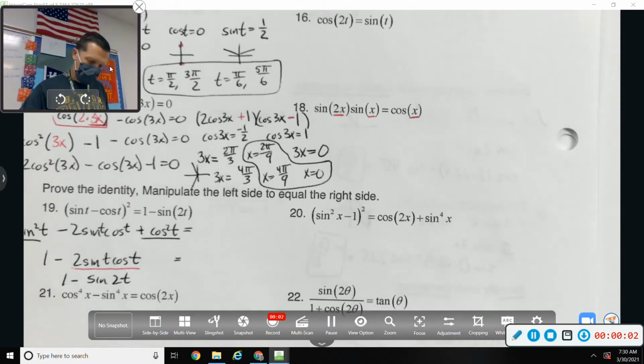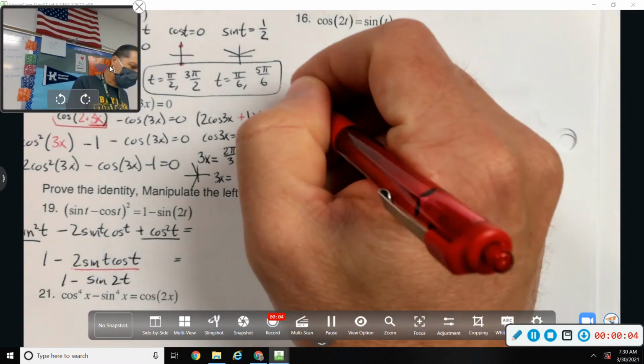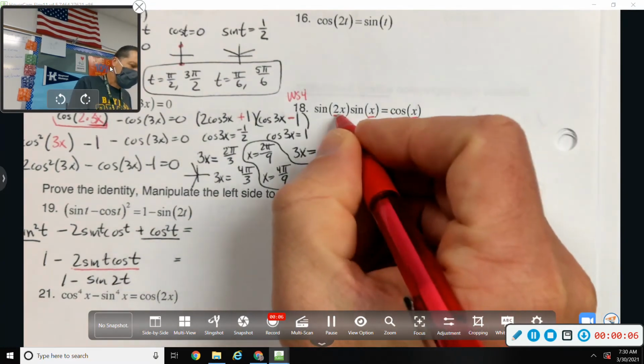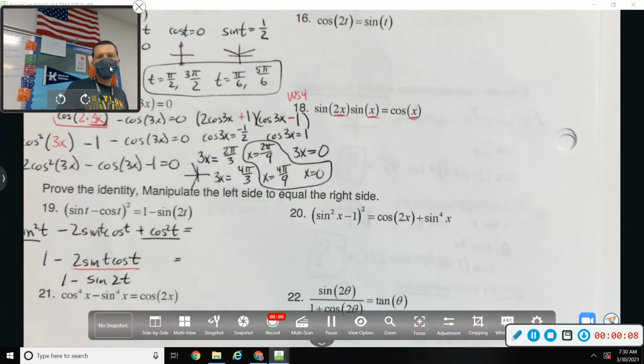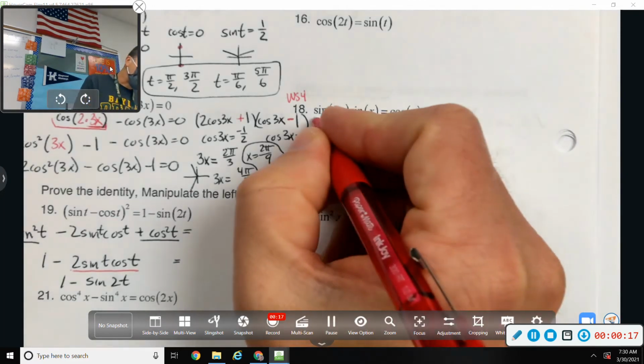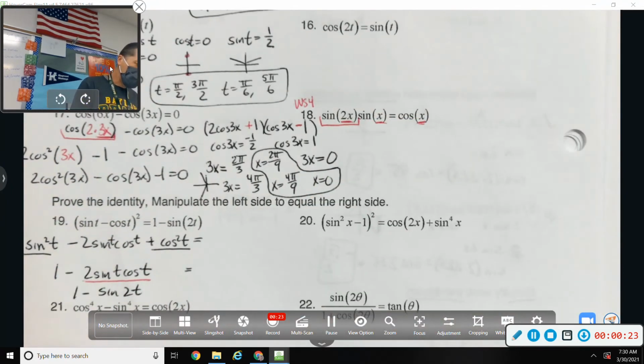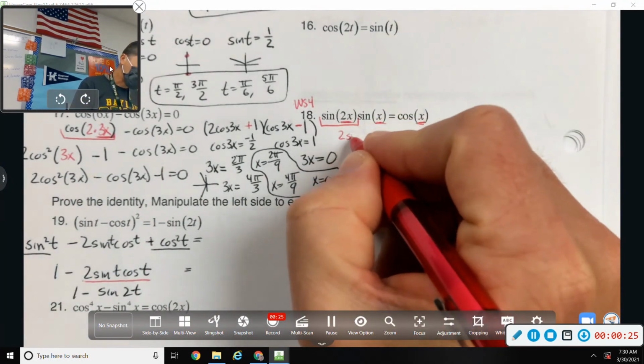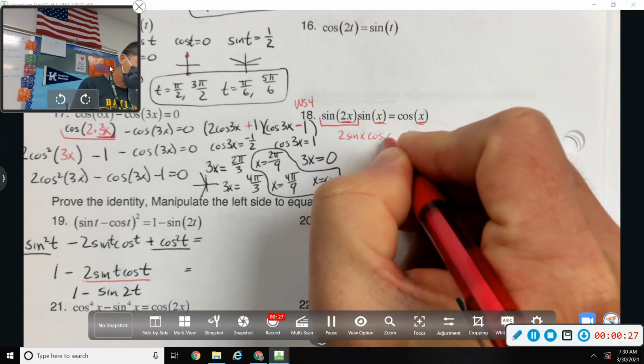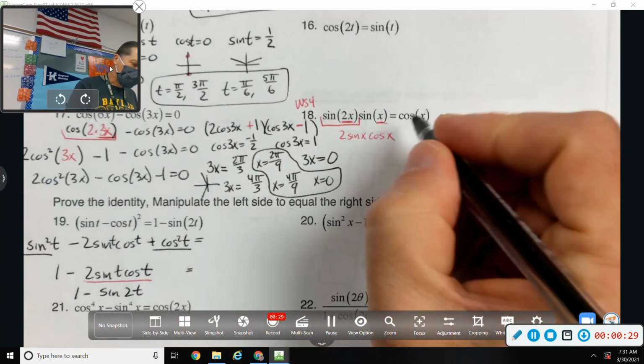All right, looking at worksheet 4, number 18. Our first clue that something is not quite right is that the arguments are different. So, I can't do anything until I get those arguments the same. But I do know a formula that I can replace sine of 2x with. So that would be 2 sine x cosine x. And then the rest of the problem stays the same.